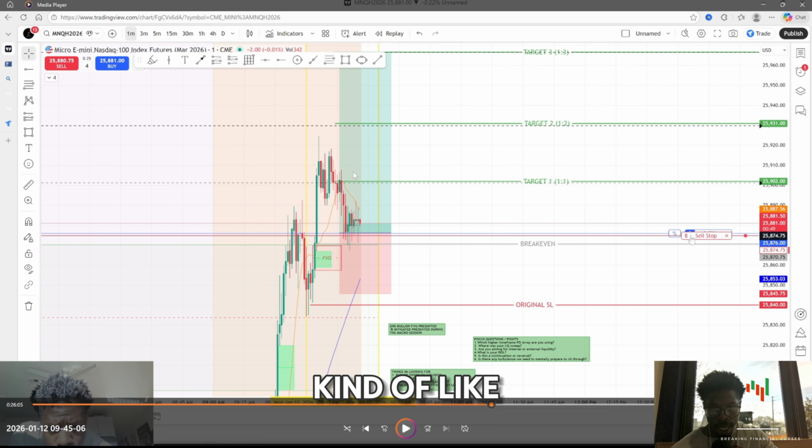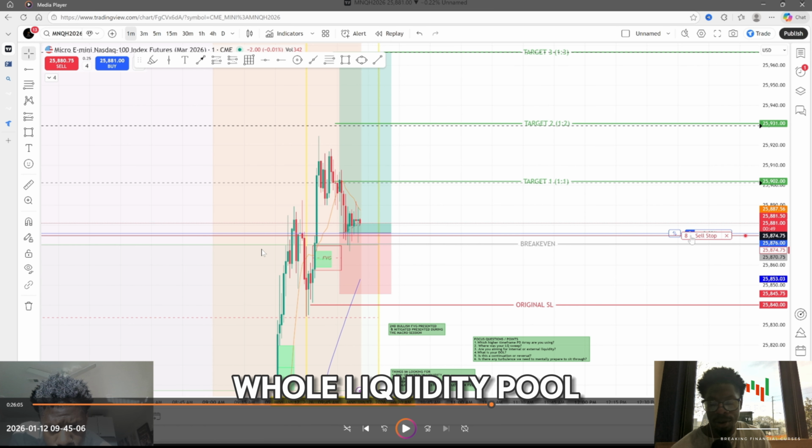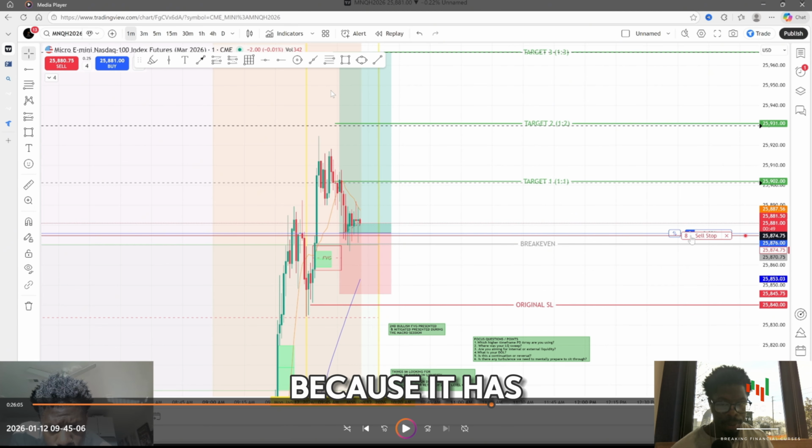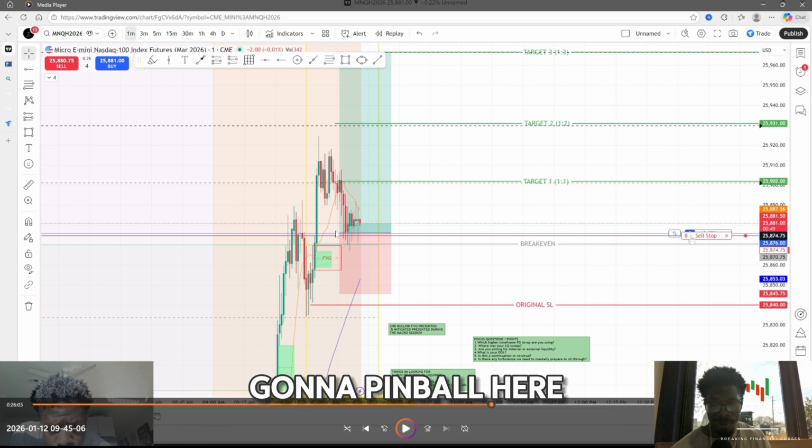The market is kind of like a pinball machine, right? 9:30 opening, right? We inverse this whole liquidity pool that we have, and we get above it, right? We had an internal liquidity with that bearish fair value gap. Price isn't just going to shoot straight up because it has to make money and it has to take money. So once it comes out here, the hourly bearish fair value gap is serving us like a pinball machine. So now it's going to pinball here from that, which was external at the time.